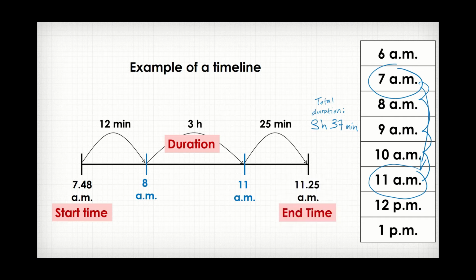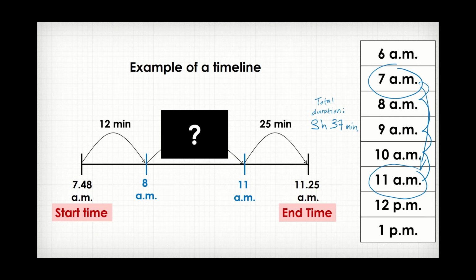Another question may ask you to find the duration. It will give you the start time and the end time. For example, I went to the library at 7:48 a.m. and I went home at 11:25 a.m. How long did I spend at the library? You realize the question asks how long. So that's when you are supposed to give a duration in hours and minutes.